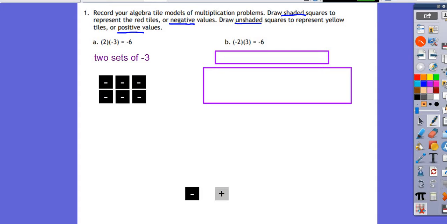Okay, I need to translate B to words. Whenever the problem starts off with a negative, that means my words need to start off with the word opposite. So this says opposite 2 sets of what? 3. A negative 3 or 3? Just a positive 3. So it's the opposite of 2 sets of 3. I had a little typo there, so just ignore that. Opposite of 2 sets of 3 is what that means.